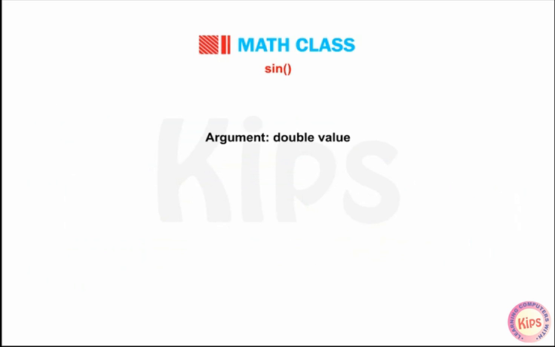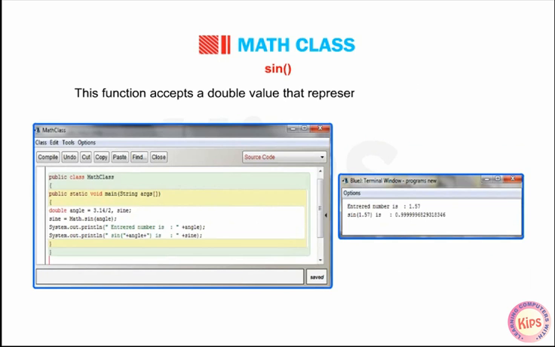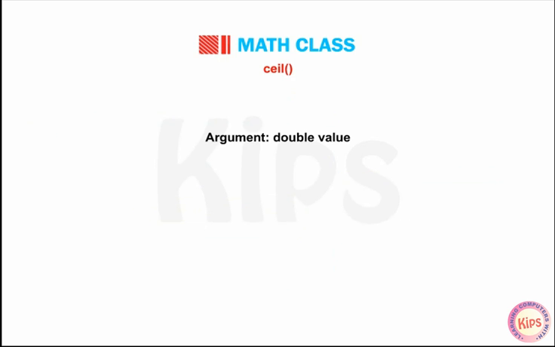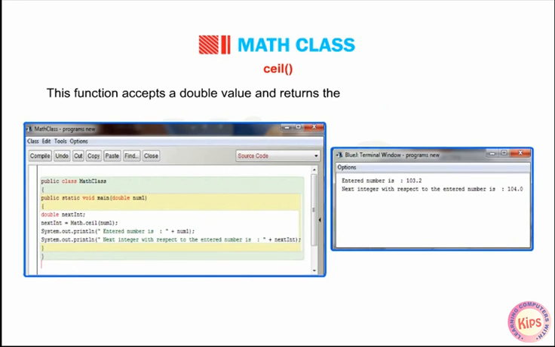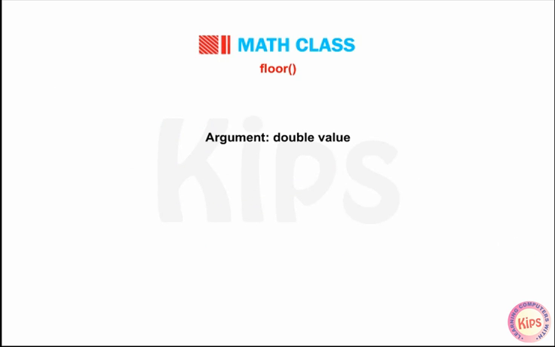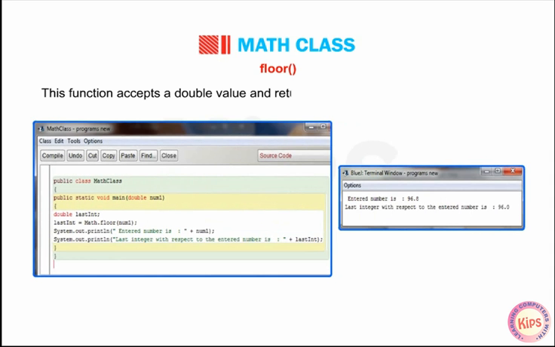Sin, argument double value, return type double. This function accepts a double value that represents an angle in radians. It returns the sine value of the passed argument. Ceil, argument double value, return type double. This function accepts a double value and returns the integer value that falls after it. It returns the result in double format. Floor, argument double value, return type double. This function accepts a double value and returns the integer value that falls before it. It returns the integer in double format.